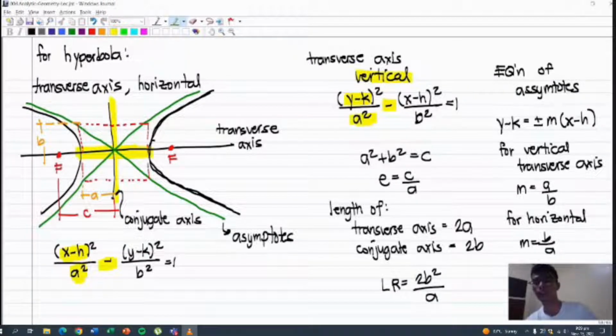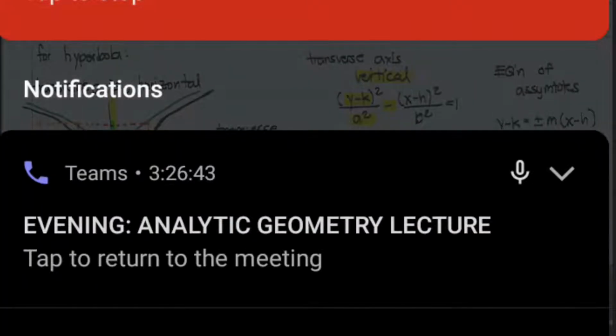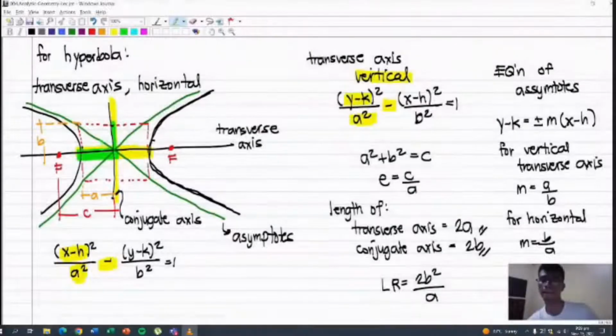And then the length of the transverse axis is 2a. Meron bang binigay? Ito. And the length of the conjugate axis is 2b. Ito yan. Ito yung a. So, gawin natin green highlight. Ito yung a. Vertex to center. And yung b naman is ito.